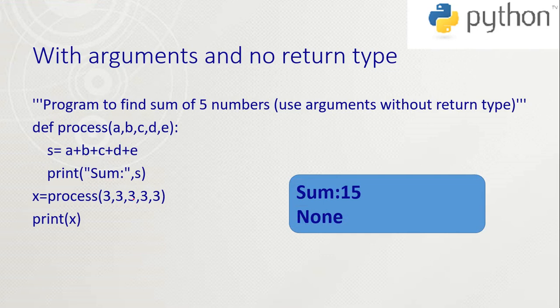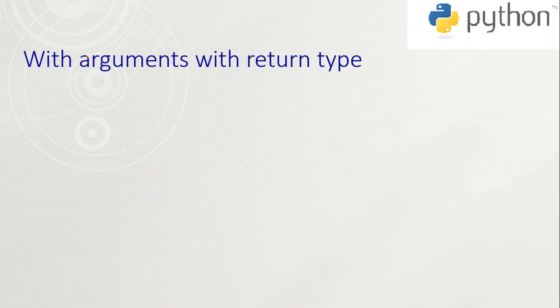Now if you print x here, nothing will be printed, because the function is not returning any value to the caller. That's why when I'm printing the x value, it won't print anything; that is None. That was a function with argument without return. Next, function with arguments with return type.